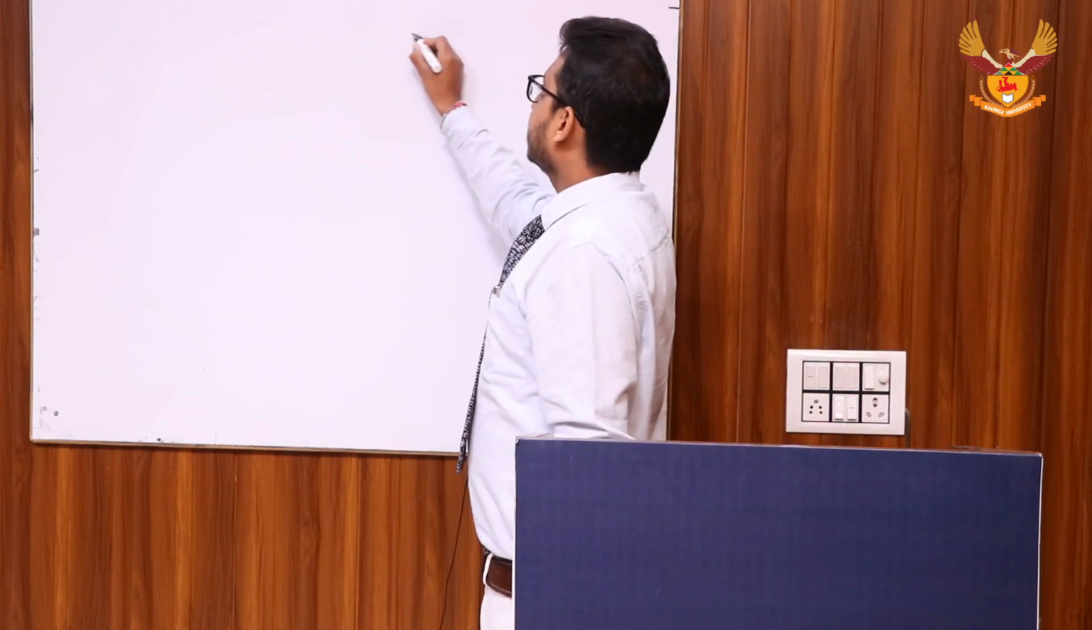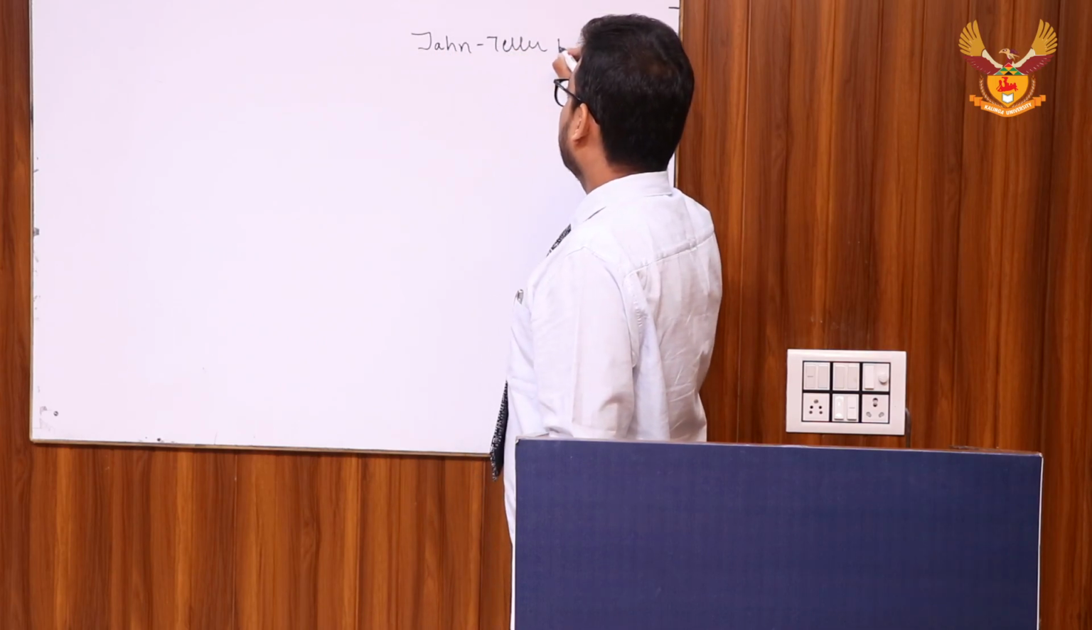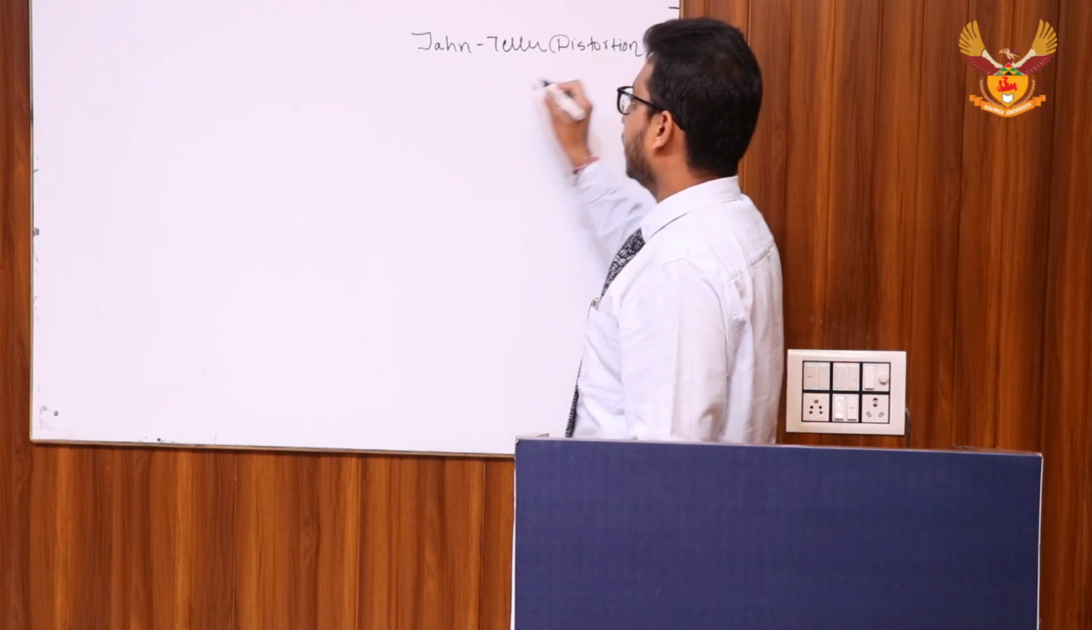Transition elements, otherwise called the d block elements. They are called transition elements because they transit the property from s block electropositive elements to group 17 of p block, which contains electronegative elements. The topic is Jahn-Teller Distortion, an important phenomenon which is shown by the transition elements.